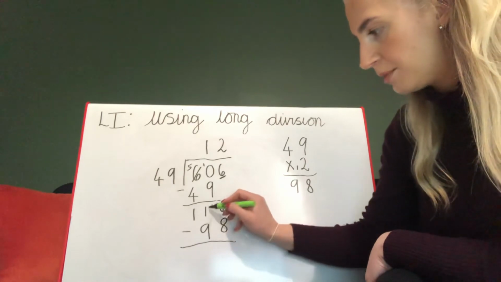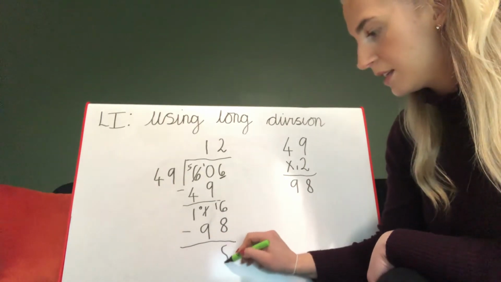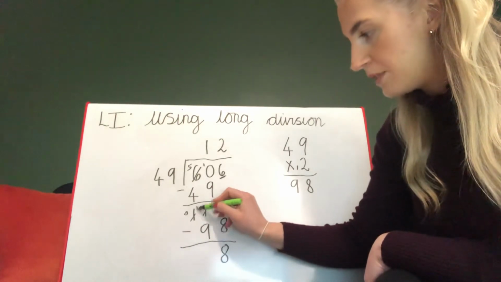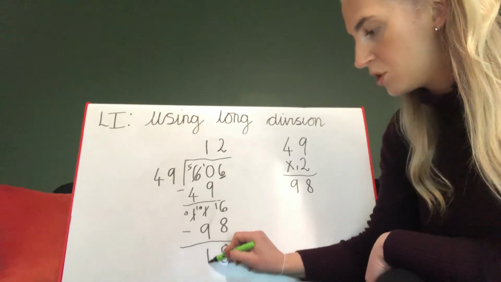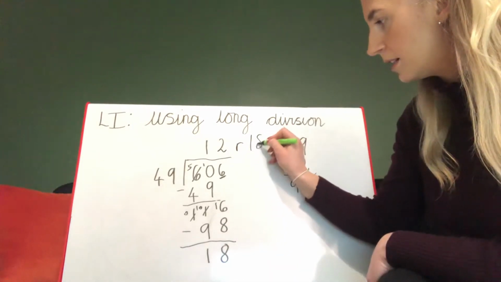Now 6 take away 8, I'm going to have to borrow 1 and make that 16 take away 8, which is 8. 0 take away 9, again I'm going to have to borrow 1 to do 10 take away 9, which gives me 1. So my answer is 12, remainder 18.